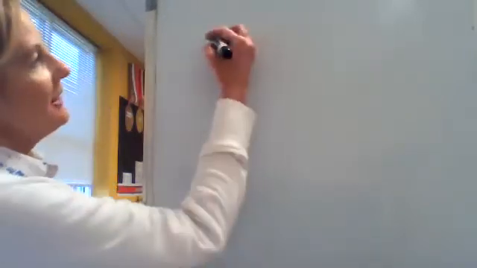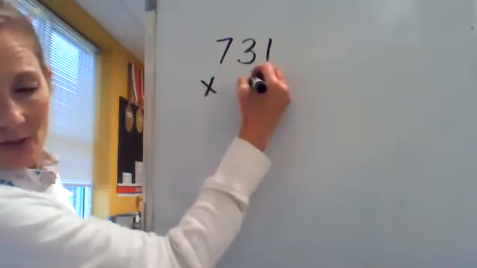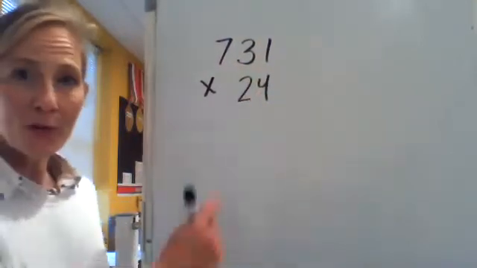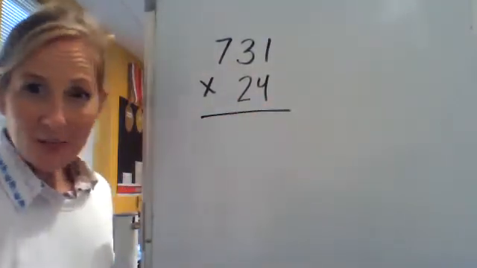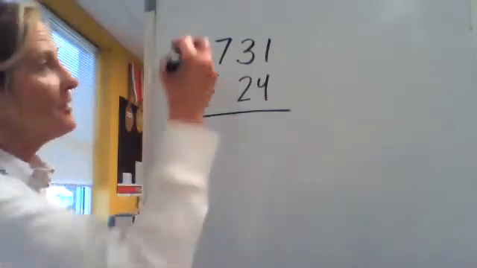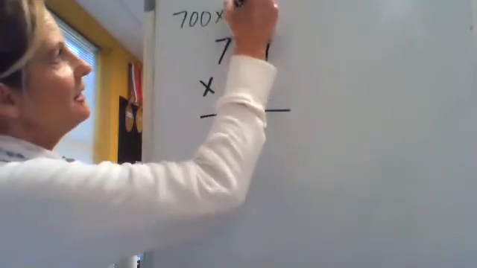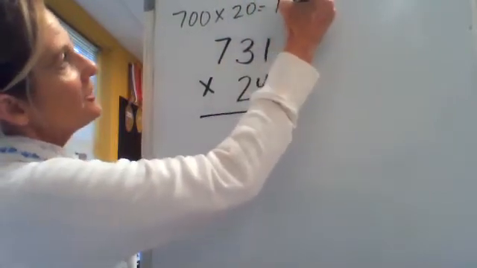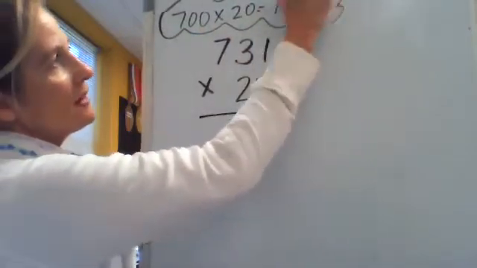Now for some additional practice for those of you working on multiplying multi-digit numbers using the standard algorithm, let's do 731 times 24. We'll be adding up 24 groups of this amount. First thing I'm going to do is estimate, of course. 731 is close to 700. 24 is close to 20. So my final answer is going to be close to 14,000. So it's going to be in the tens of thousands.